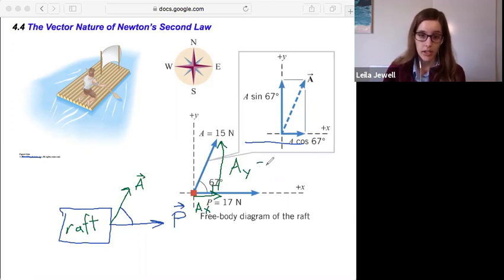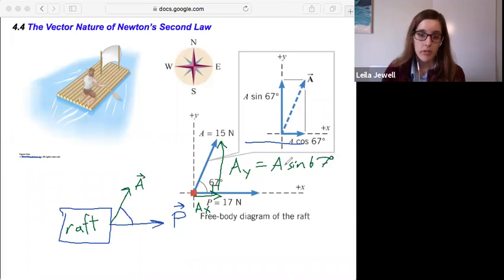So A sub y, notice, is on the opposite side of the 67 degrees. So we're going to use sine with it. So we use the magnitude of A, or 15 newtons, times sine of 67 degrees.